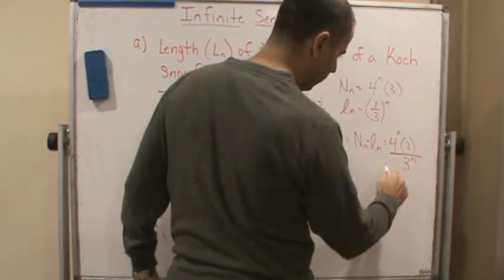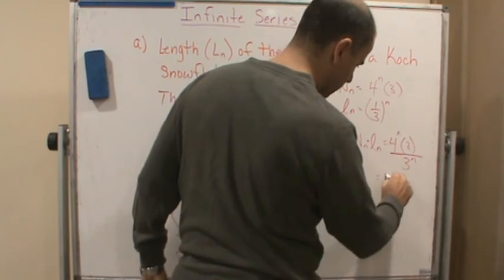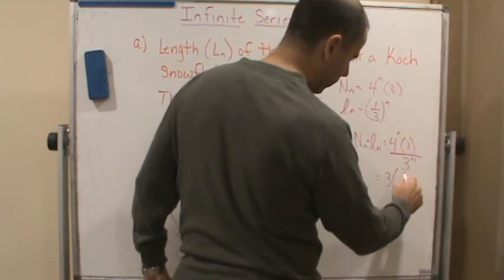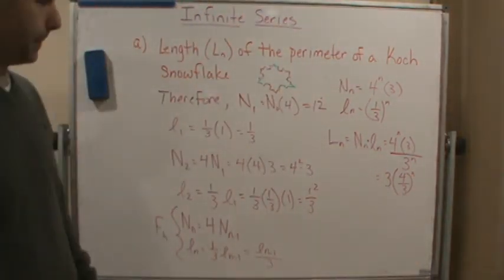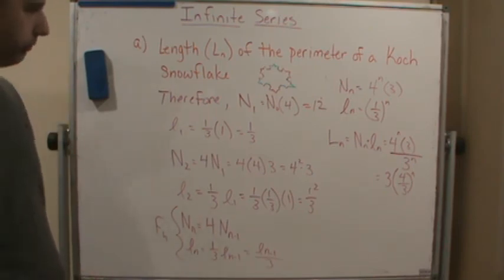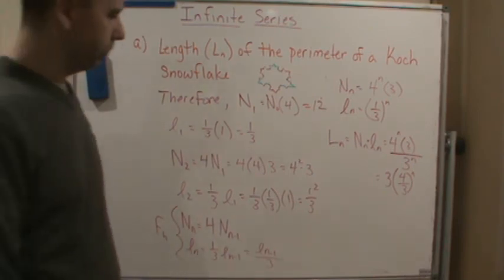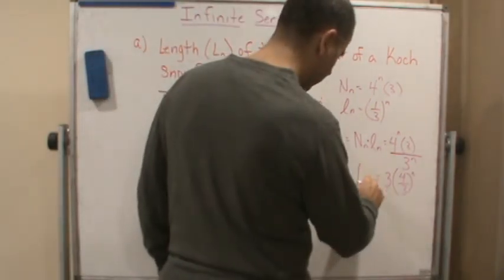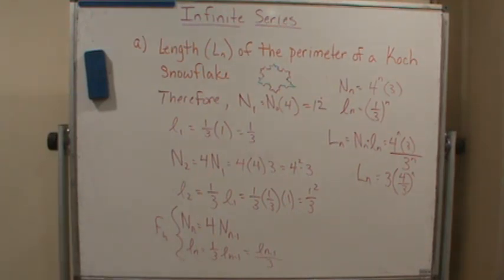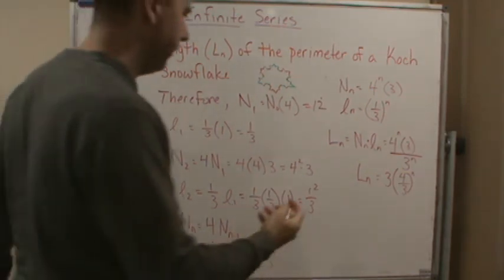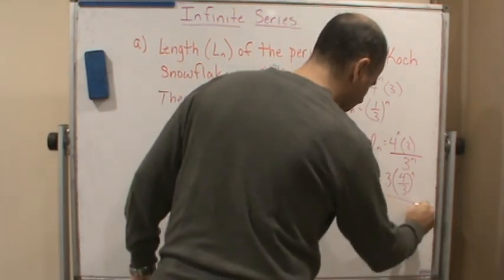Okay, so what we can do is pull the 3 out, because we've got an n here and an n here. So let's pull the 3 out and put the 4/3 to the nth power. And so this represents capital L sub n, which is the perimeter of the nth figure.